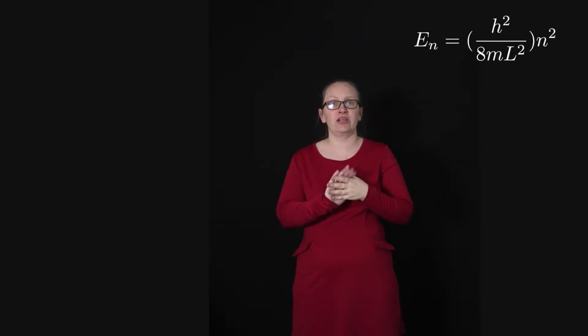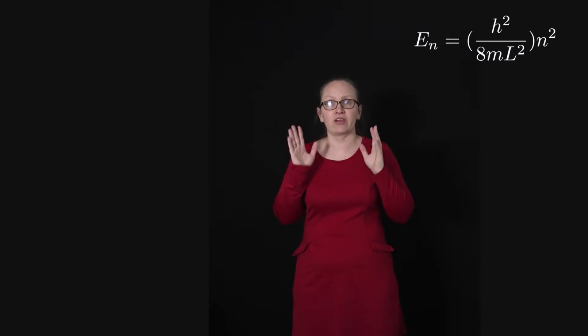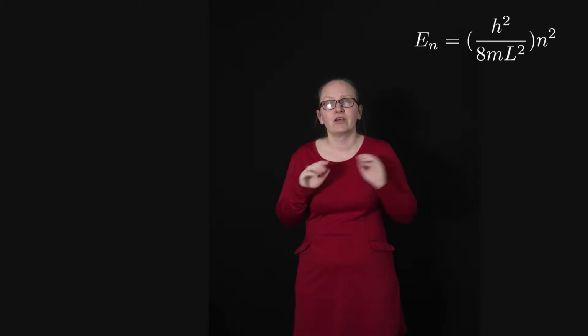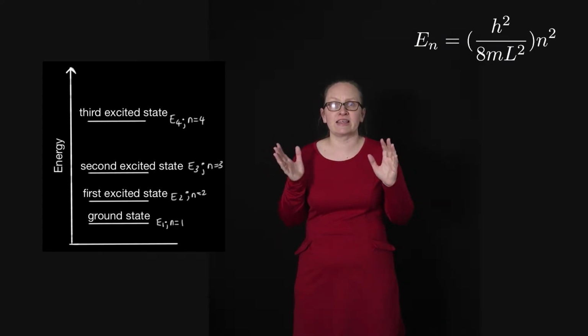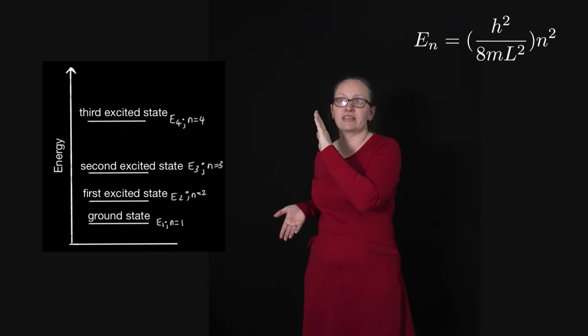So now we've seen that we can calculate the energies which are allowed for an electron in an infinitely deep well using the equation: the energy of the nth level is equal to h squared over 8mL squared times n squared, where n is an integer representing the level. So we can represent these energy levels on a diagram such as this one.